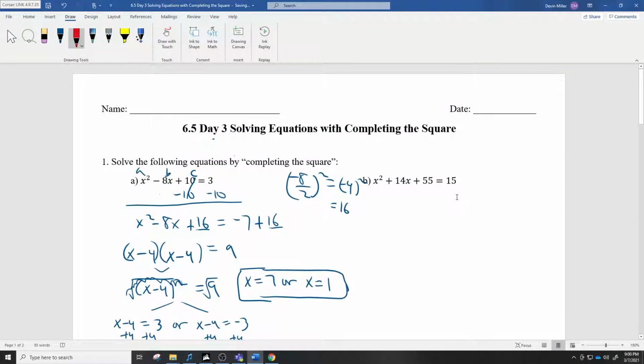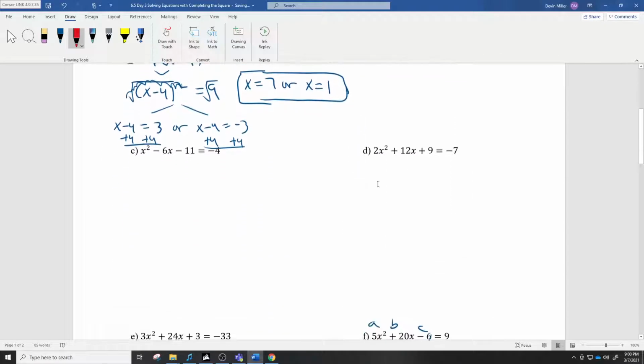But that does finish up day 3. It is only 2 pages, and you only have to do those 4 problems that are left.